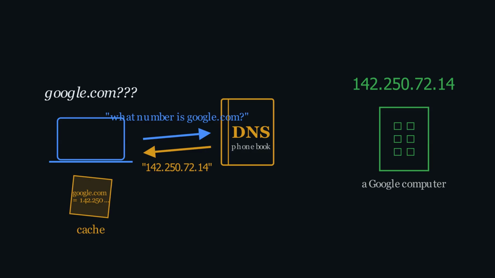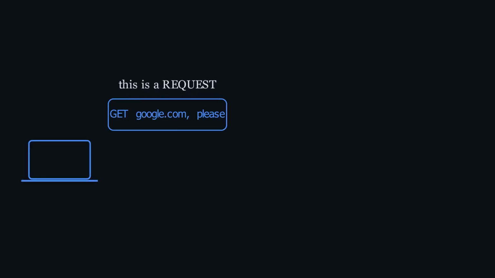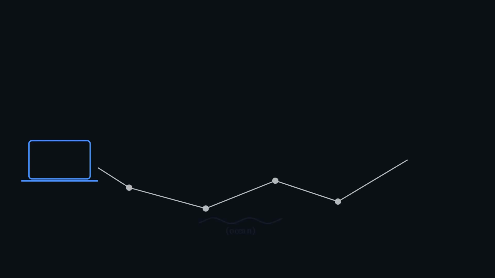Okay, now let's go back. Now the computer has the number. Time to actually make the call. Your computer now sends a message to this address. The message is short and it's surprisingly polite. It essentially says, get me the Google homepage, please. This message is called a request. And here's where it gets interesting.